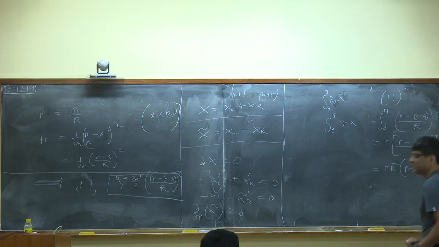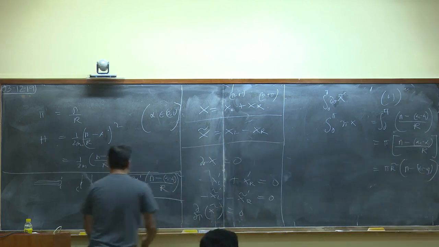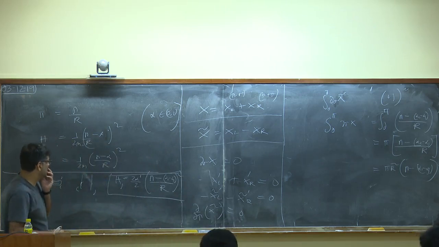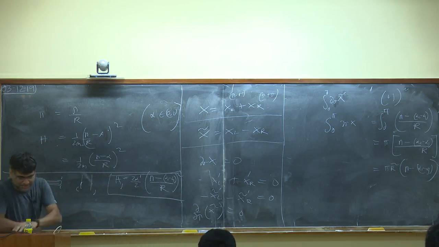Now I wanted a 2 here. Where did I miss my 2? Sorry, just a minute. Let's see if Polchinski has this algebra. That'll be the fastest way of getting it.